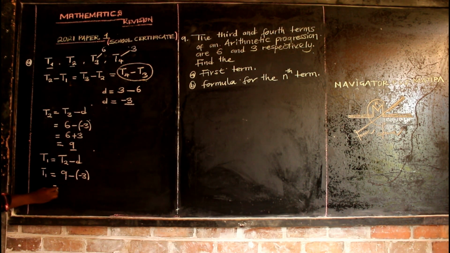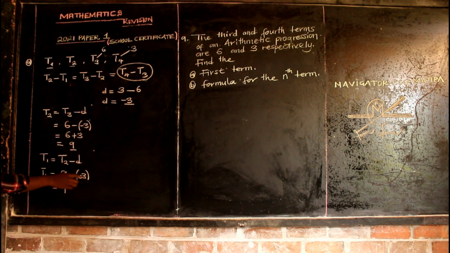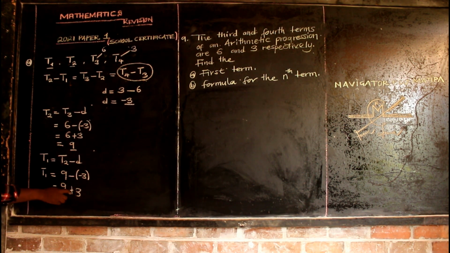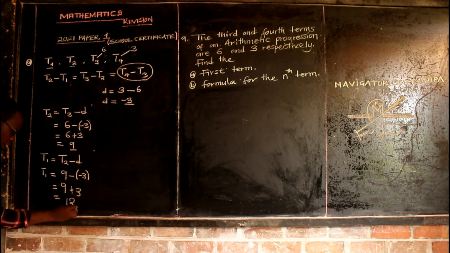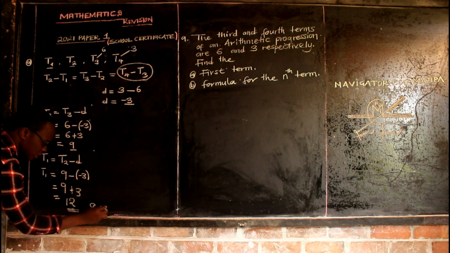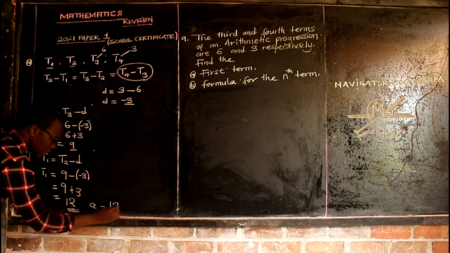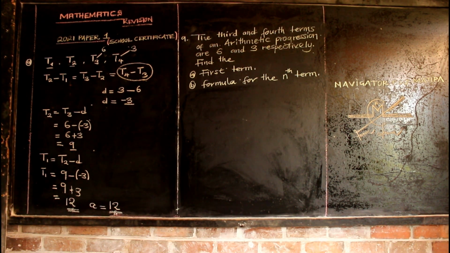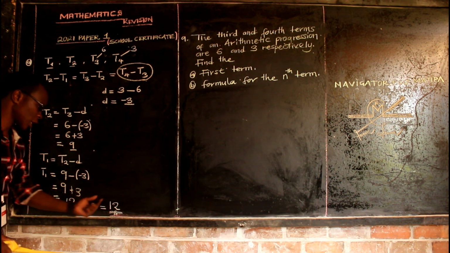Okay? Then you say it's equal to 9. Negative times negative is positive 3. Okay? So 9 plus 3 obtain 12. So 12, this is our first term, which is also denoted by letter A. Say A is equal to what? 12. That is our first what? Our first term. So we've answered question A. The first term is 12.